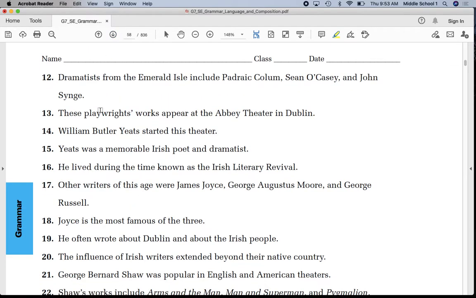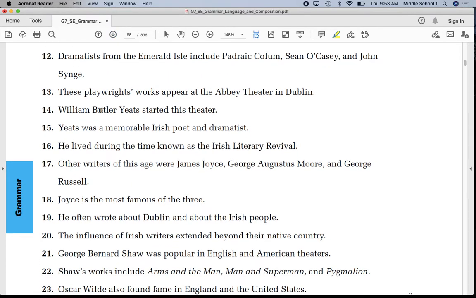Let's go to the next slide. Number 12, dramatists from the Emerald Isle include Padraic Colum, Sean O'Casey, John Synge. Number 12 is going to be another example of an exception to the rule. Number 12, my simple subject is dramatists. My simple predicate is going to be include.